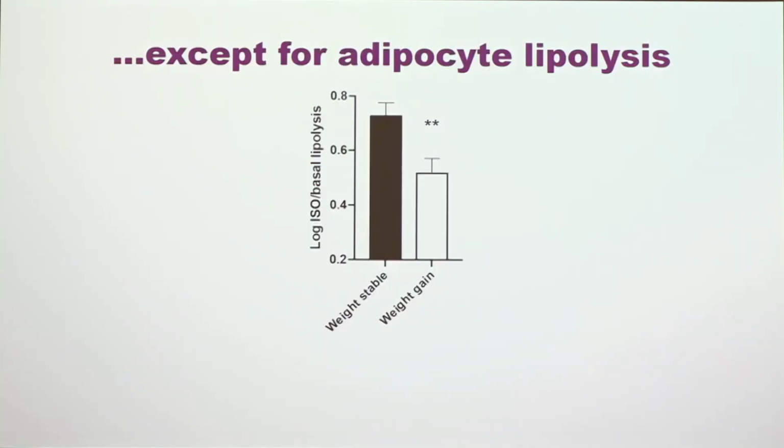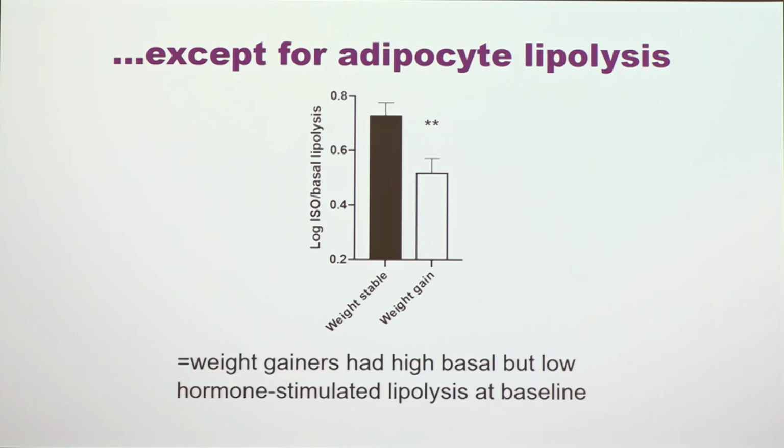So the only thing that we actually found was different was that the weight-stable subjects had a much higher stimulated lipolysis, so they could actually move their fat much faster than the weight gainers could. And this difference is quite extreme. It's a 30 to 40% difference in lipolysis. So the conclusion here was that weight gainers had a high basal but low hormone-stimulated lipolysis at baseline. And this was the only thing that could be used in prospective analysis.